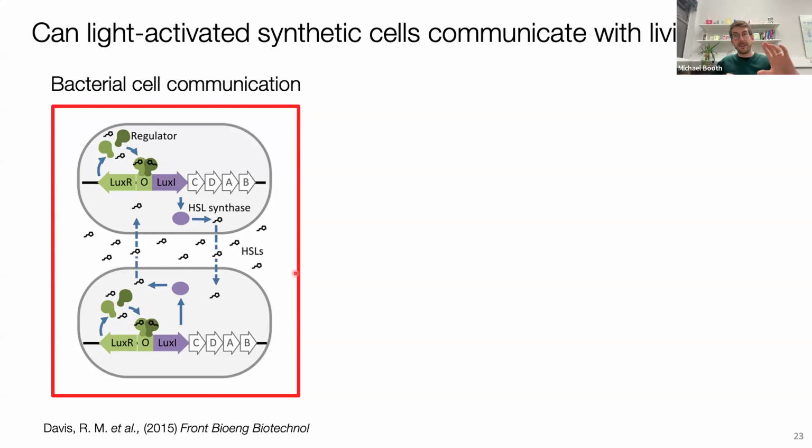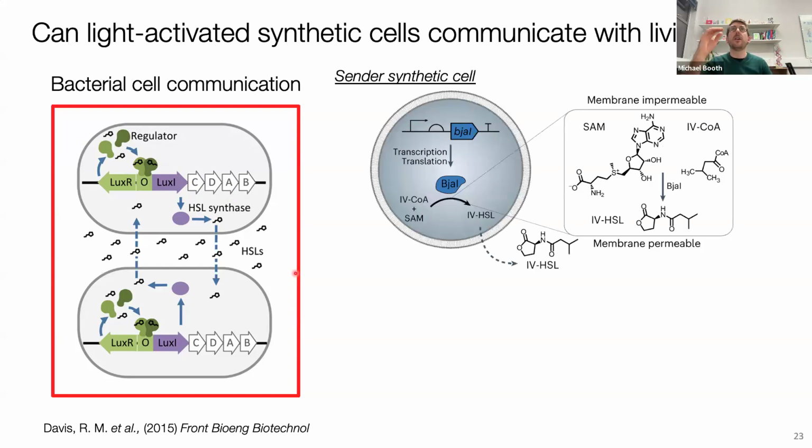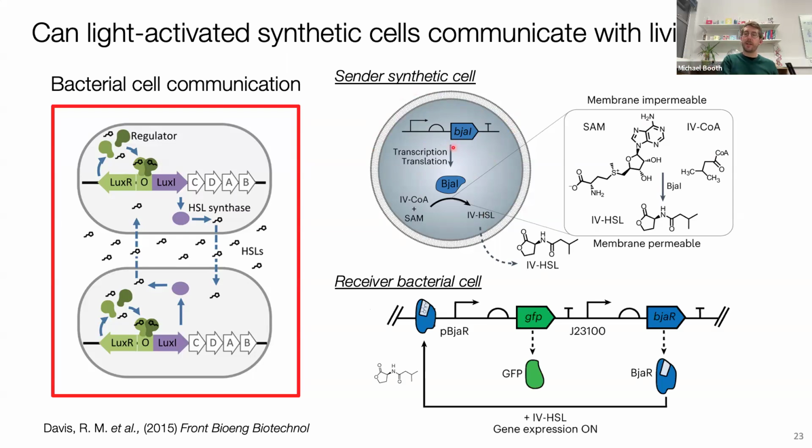So what we wanted to do is, can we then recapitulate that in synthetic cells? We wanted to have a sender synthetic cell that could make, in this case, BJI is the common sensing system that we use, BJI and BJR, and make this synthetase that will then make this IV homoserine lactone, which is a membrane permeable molecule, from these two membrane impermeable reagents, SAM and IV-CoA, which you can both buy. In that case, we would make a homoserine lactone signal, but we can then put control of that based on the DNA template here.